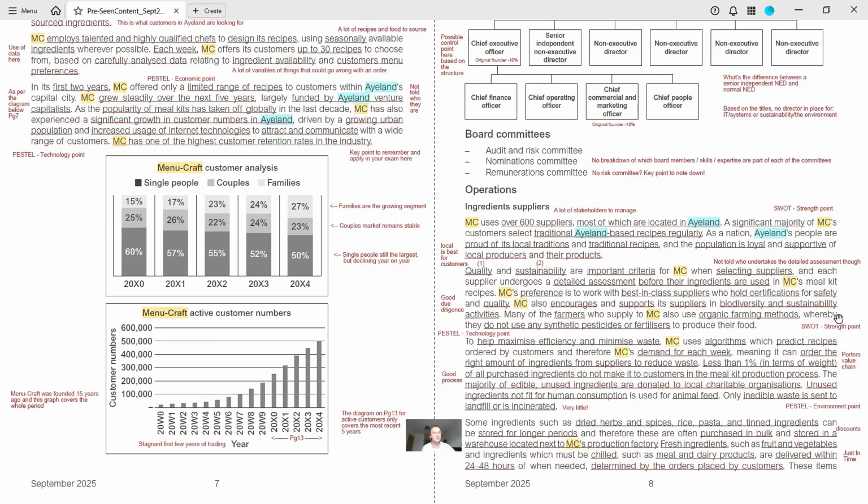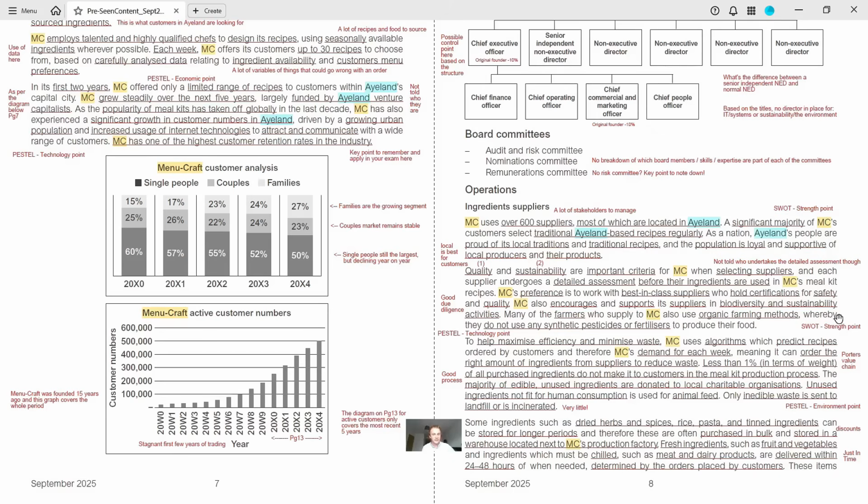We're also given 2 diagrams about the customer analysis and the active customer numbers at MenuCraft. So key things here: the families segment is growing, the couples market is remaining stable, and the one that is actually dropping is single people, declining year on year.